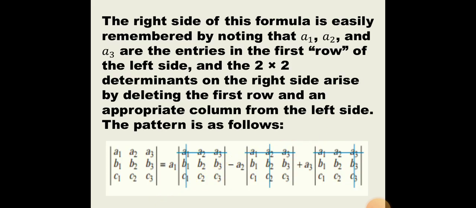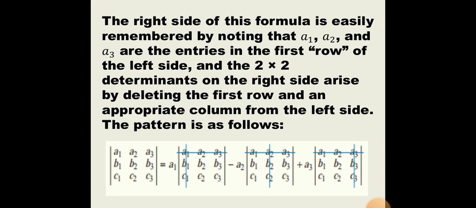Math wizards, this will be part 2 of our discussion regarding the cross product. The right side of this formula is easily remembered by noting that a sub 1, a sub 2, and a sub 3 are the entries in the first row of the left side, and the 2 by 2 determinants on the right side arise by deleting the first row and an appropriate column from the left side. The pattern is as follows.